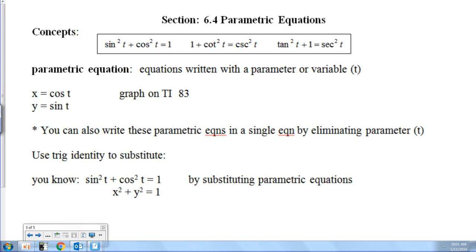Last section in Chapter 6, we're going to talk about parametric equations. Parametric equations involve a parameter, and a parameter is often defined as a letter like t. So instead of having an equation with just an x and a y in it, we're now going to have two equations to represent a line, and both equations will be in terms of t.